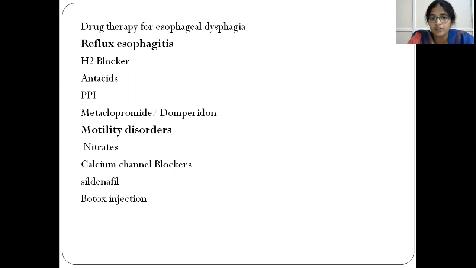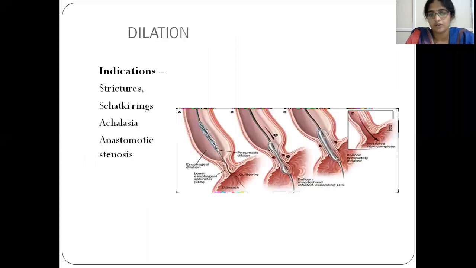Motility disorders. For motility disorders, nitrates are useful. Calcium channel blockers are useful. Sildenafil and Botox injection. Dilation indications are strictures, the upper esophageal web, achalasia cardia, and anastomotic stenosis.